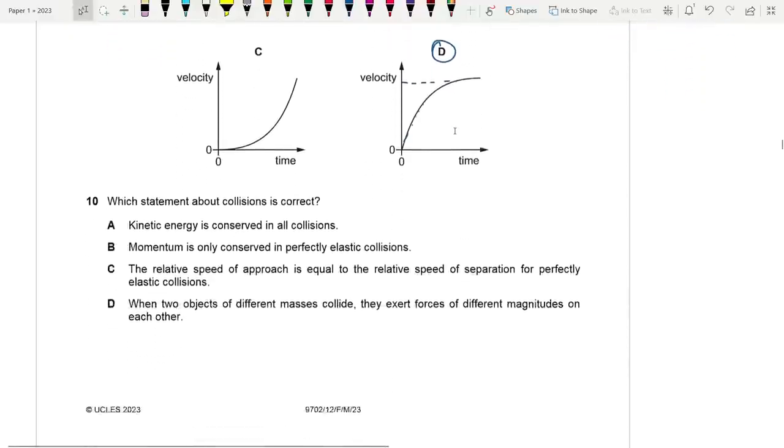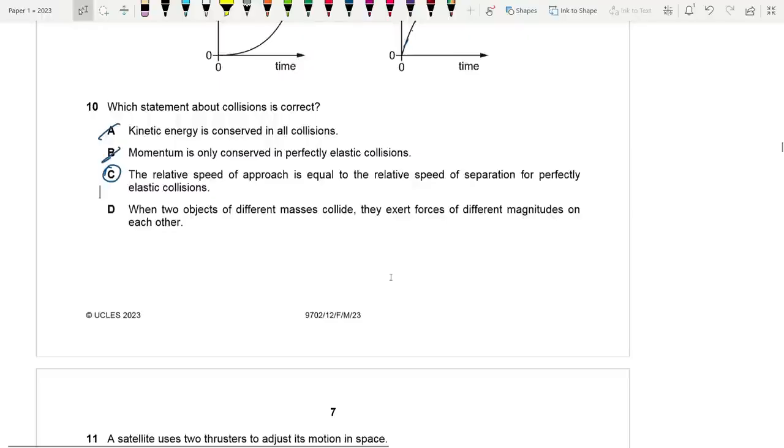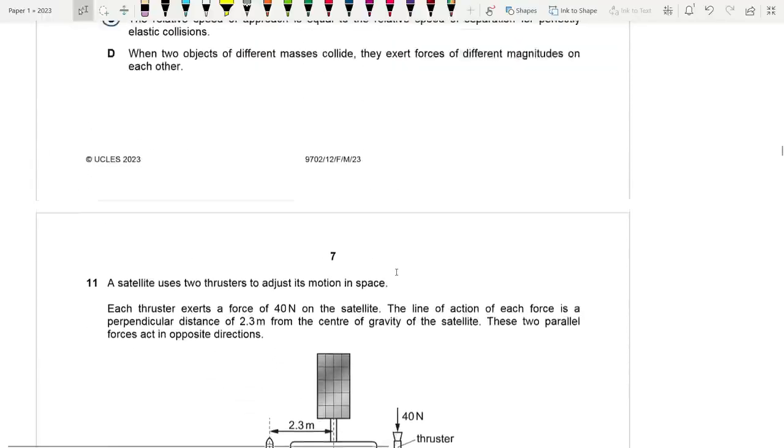Yeah? Which statement about collisions is correct? Kinetic energy is conserved in all collisions. Not always, only in elastic ones. So A is incorrect. Momentum is only conserved in perfectly elastic collisions. Wrong. It is conserved in both types of collisions. The relative speed of approach is equal to the relative speed of separation for perfectly elastic collisions. That is perfect. D is wrong, guys. According to Newton's third law, the exact same force is exerted.